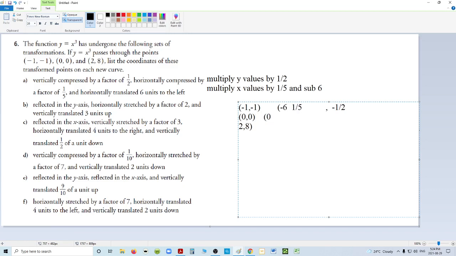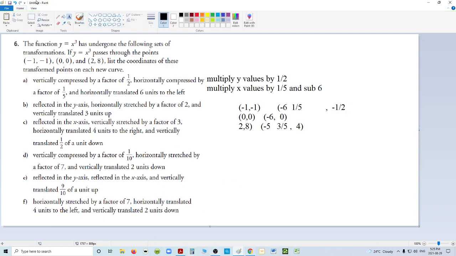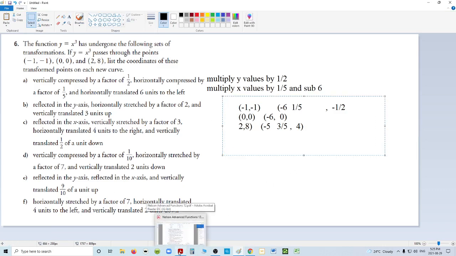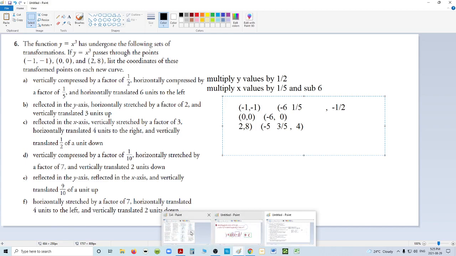When I multiply 0, I get 0, but then when I subtract 6, I get negative 6, and then for y, I just get 0. And then for the 2, when I multiply by a fifth, I get 2 over 5. When I subtract 6, 2 over 5 minus 6 is minus 5 3/5. And then my y value, which is 8, when I multiply by half, becomes 4. Now I'm going to just jump straight to the answers for number 6 to see if I got what they were looking for.